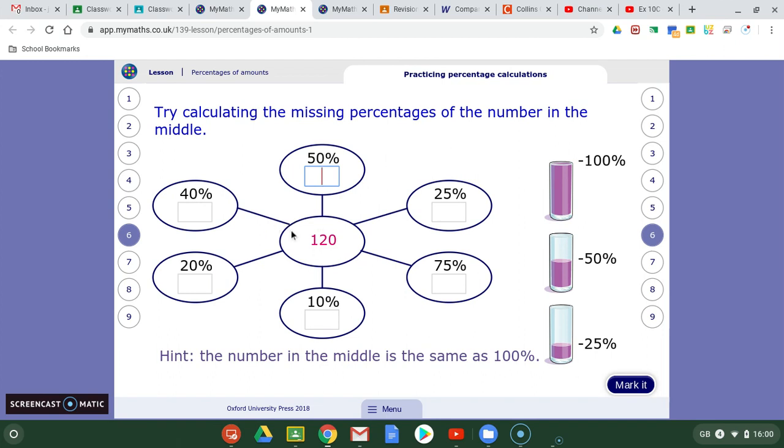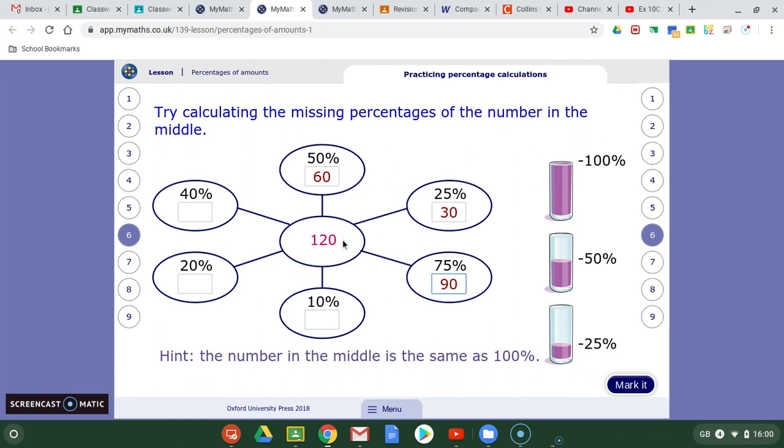So say we've got a number 120, 50% of 120 we know would be 60 because half of 120 is 60. Using this, I know that 25% is going to be half of that. That's going to be 30. And I know 75% is going to be 50% add 25%. So 60 add 30, which is 90.